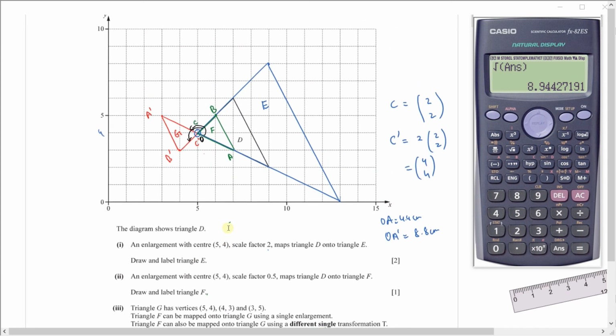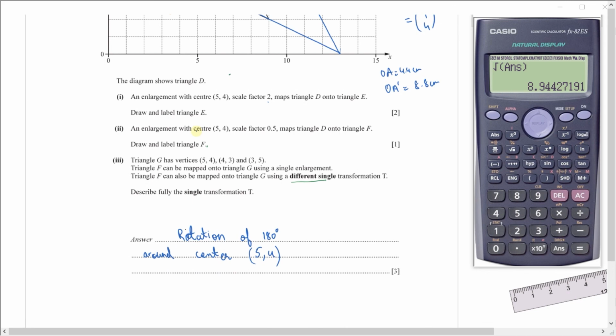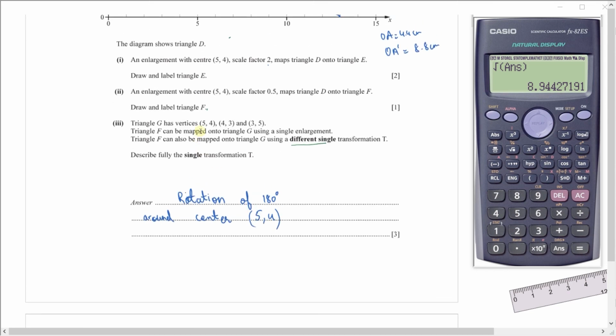It doesn't matter, because if you rotate 180 degrees like this, which is anti-clockwise, or if you rotate 180 degrees like this, which is in the clockwise direction, you end up at the same position. So for 180-degree rotation, it doesn't matter if it's clockwise or anti-clockwise. So that's how you will solve this problem. So this is the end of paper 2, variant 1, for May-June 2016.